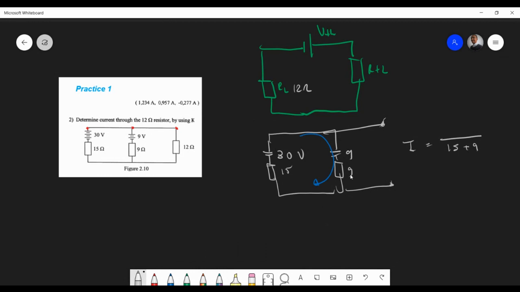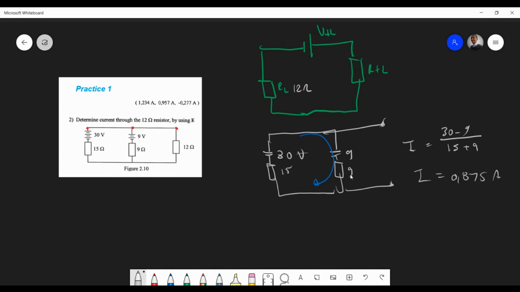But what is my voltage on top? If this opposes that one, can we say 30 minus 9? Fantastic. And what current do we get there? 21 divided by the resistance. I'm asking the current, so it's 0.875 amps. So now we have the current flowing through there.